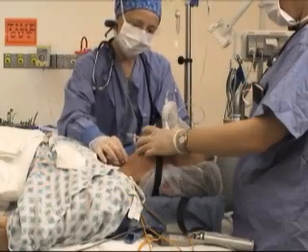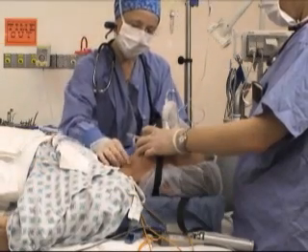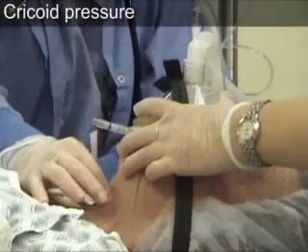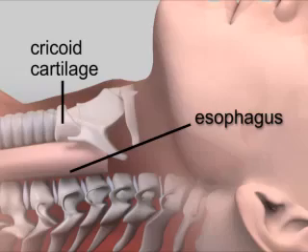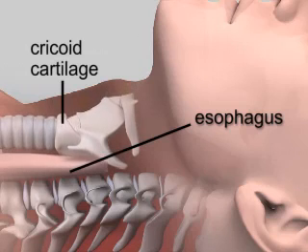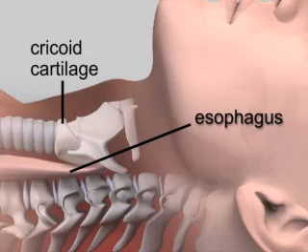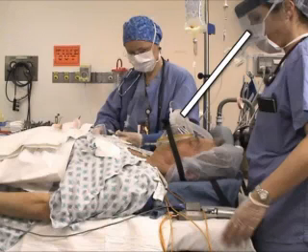An assistant should apply the Sellick maneuver by applying firm pressure to the cricoid cartilage. The Sellick maneuver compresses the soft-walled esophagus between the cricoid cartilage and the cervical vertebrae, theoretically preventing passive regurgitation of gastric contents.